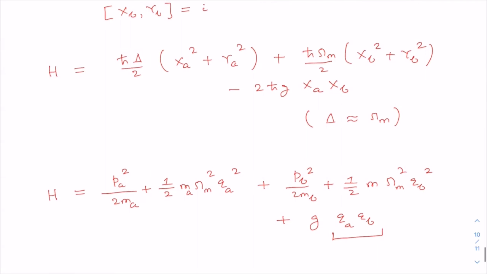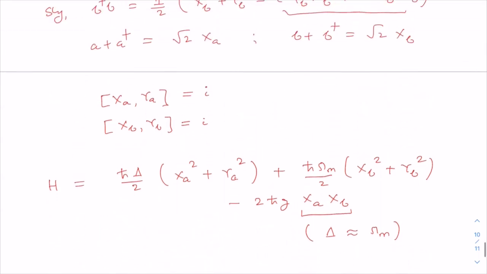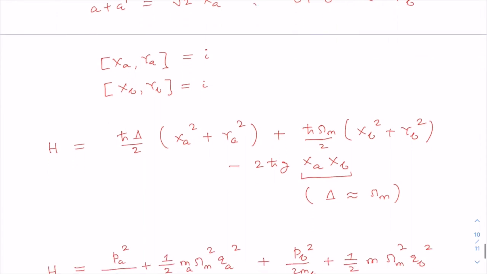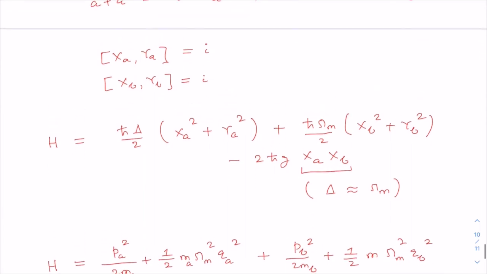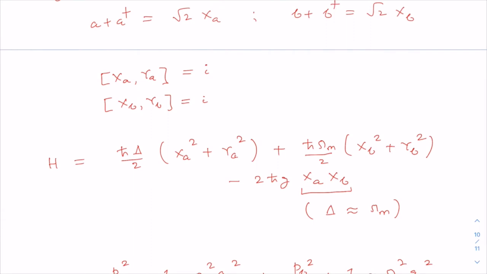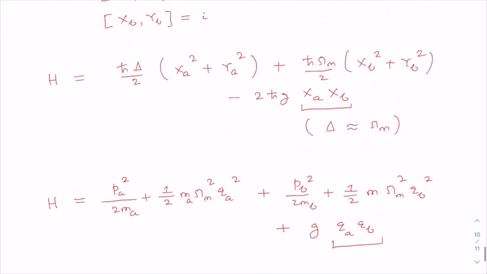And similarly, if you look at it, this structure is similar to this one, because here also the coupling is of position-position type, because xa corresponds to the position and ya corresponds to the momentum of the optical oscillator, similarly for the mechanical oscillator. So the coupling is a position-position type coupling. Now, we can diagonalize this Hamiltonian.